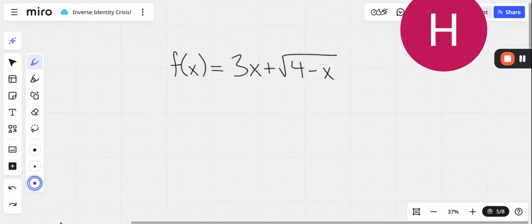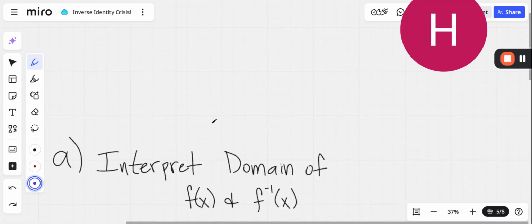And in order to do this, we're first going to take a look at the domain of the function, and then consider the domain of the inverse. If you're not incredibly familiar with domain, go ahead and check out my video on domain. We covered three main types of functions that have domain restrictions, and how to deal with them.